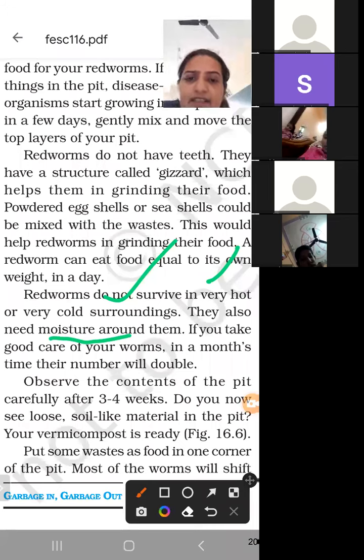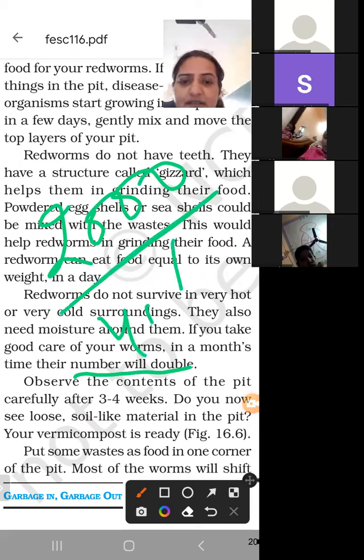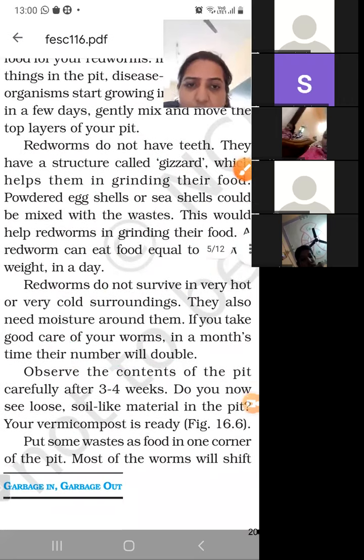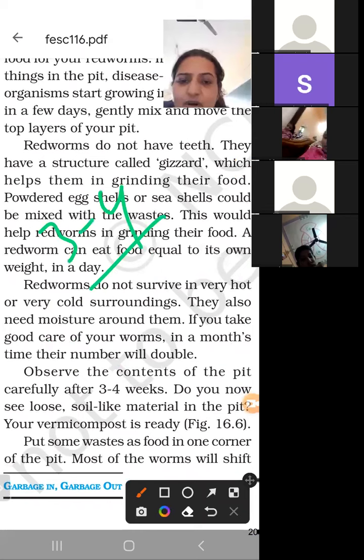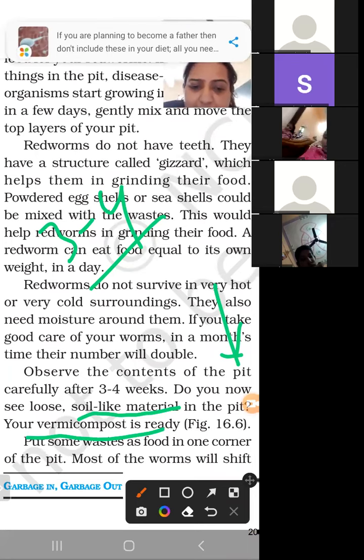So if it is kept in a moist area, their quantity will double. If you are purchasing 2000 from the market and you are carrying them, then in a month it will double. So after 3 or 4 weeks, observe the pit or the box. So what have we made? A soil-like material is made, and what is that? Vermicompost. So vermicompost is ready.